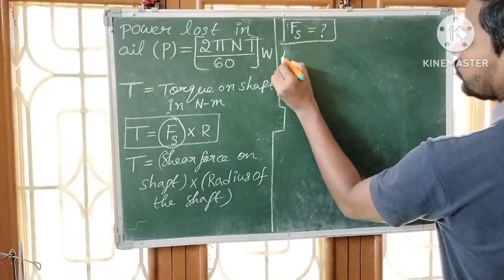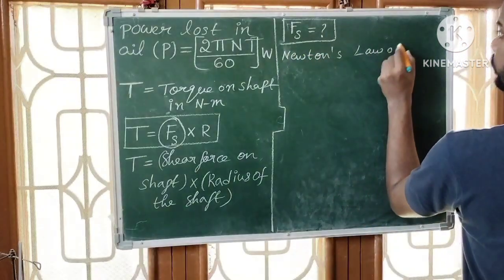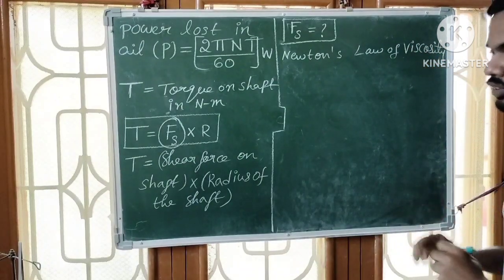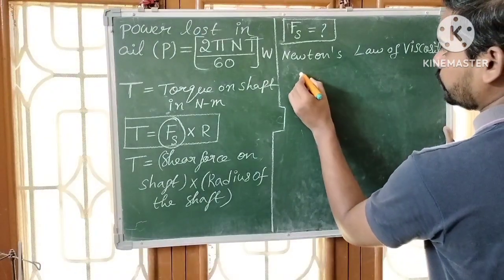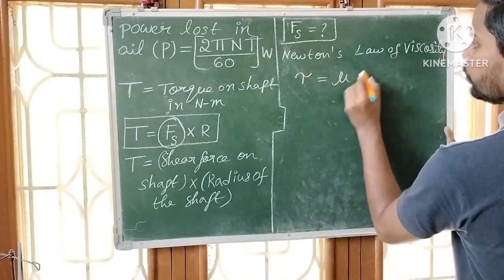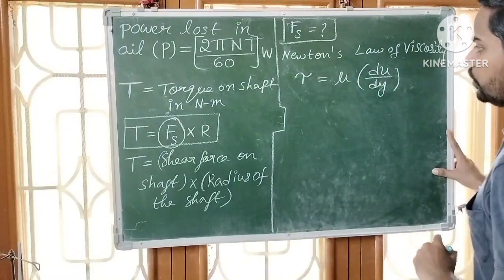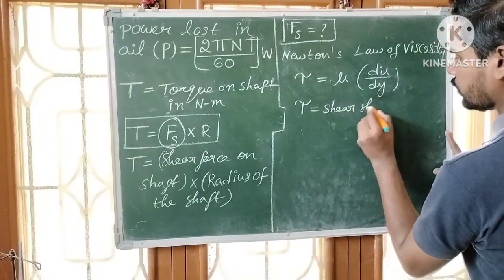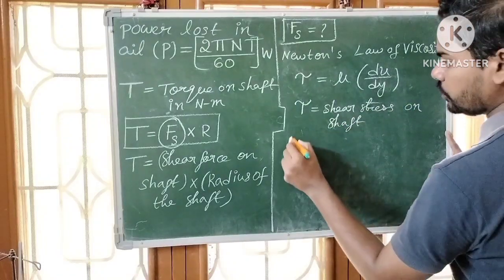According to Newton's law of viscosity, we have a relationship between shear stress, velocity gradient and dynamic viscosity. So what is the relation? Tau is equal to mu into du by dy. Here tau is the shear stress on the shaft.